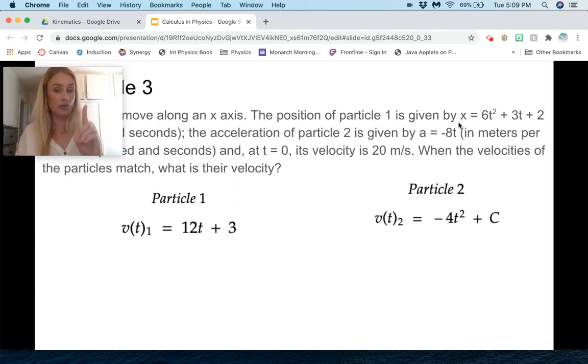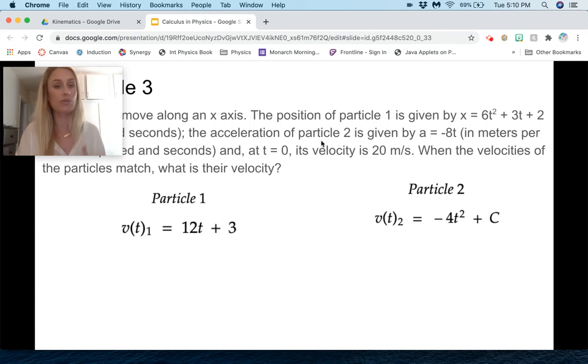Now, I told you at the beginning of this problem that we're going to learn how to solve for c when we're given some information. Do you see how at t equals 0, the velocity of particle 2 is 20 meters per second? This is the information that we are going to use in order to solve for c.